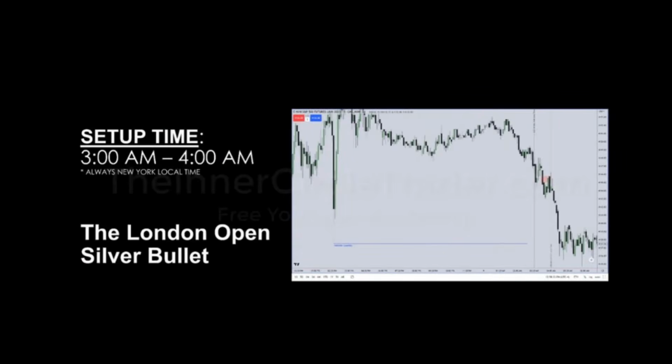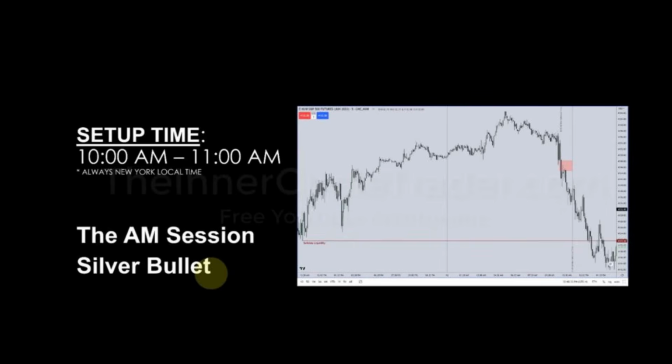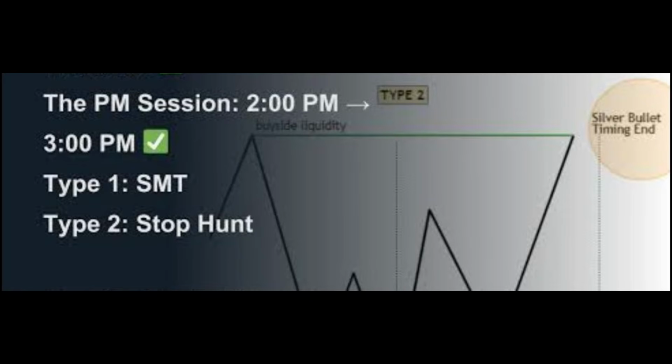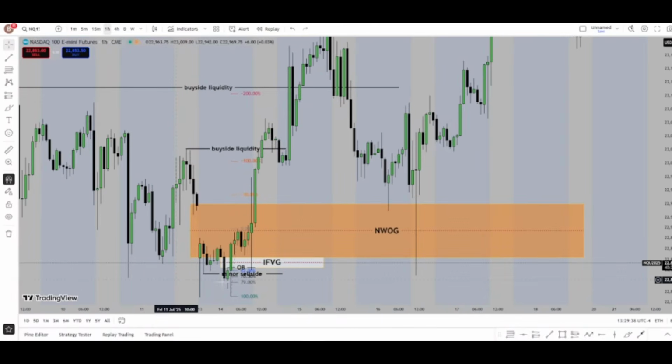Those windows are: London Open Silver Bullet, between 3 and 4 a.m. New York time. New York AM Silver Bullet, between 10 and 11 a.m. New York time. New York PM Silver Bullet, between 2 and 3 p.m. New York time. Three windows, three opportunities every single day.